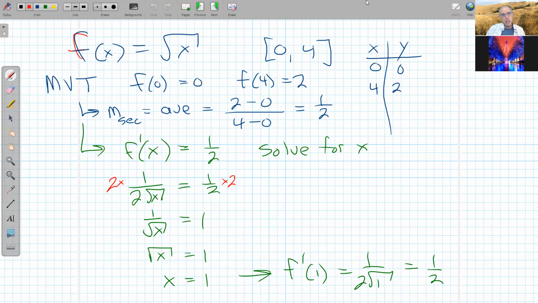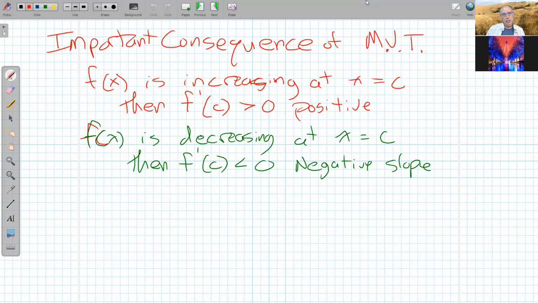And again, for me, the most powerful part of this section here is this consequence about increasing and decreasing functions. That if a function is increasing, it's got a positive slope. If it's decreasing, it's got a negative slope. And the derivative is the slope function. So we're connecting increasing and decreasing to the derivative. And we can take that a step further as we've been doing.